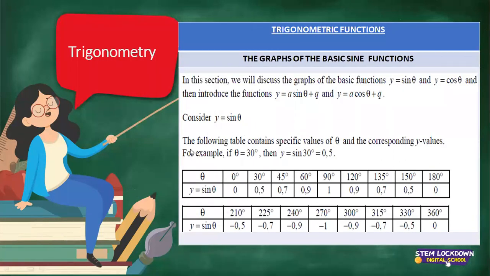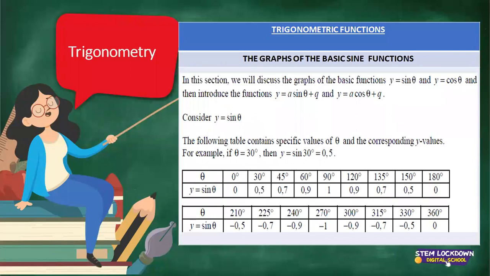Now, the following table contains specific values of theta and the corresponding y values. So now, to sketch this graph, we're going to use what we call the critical values.